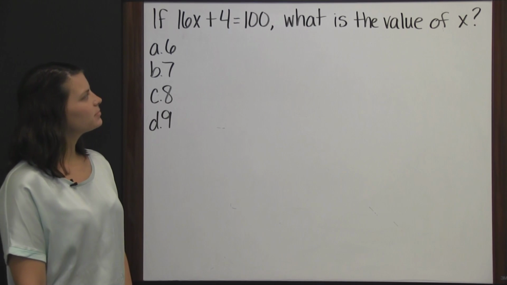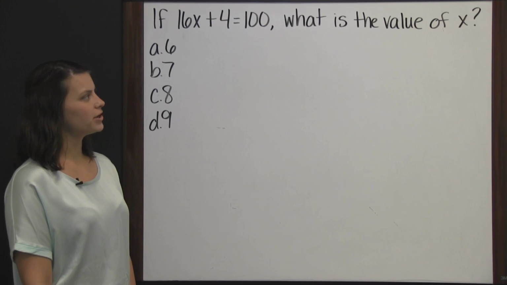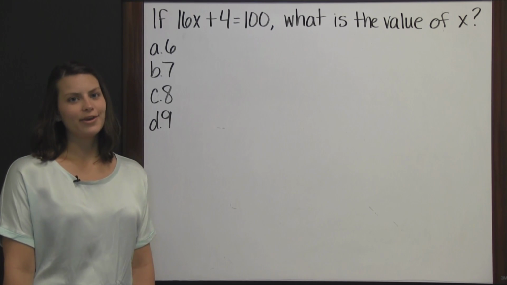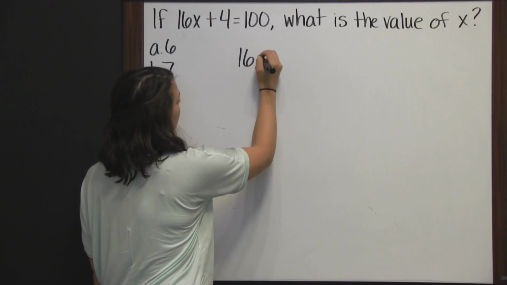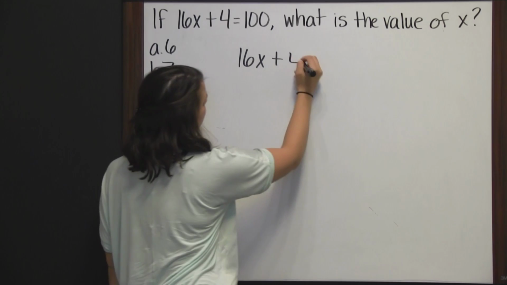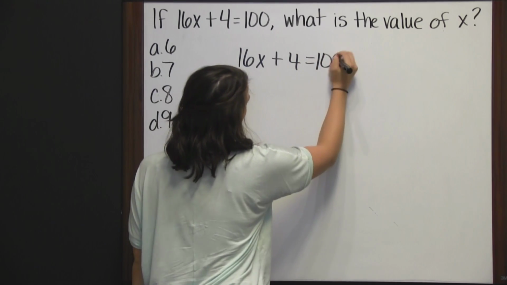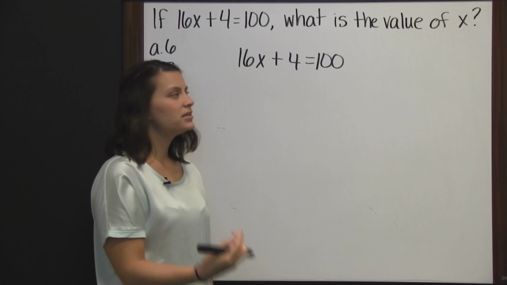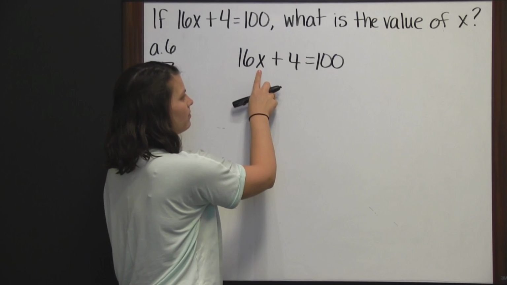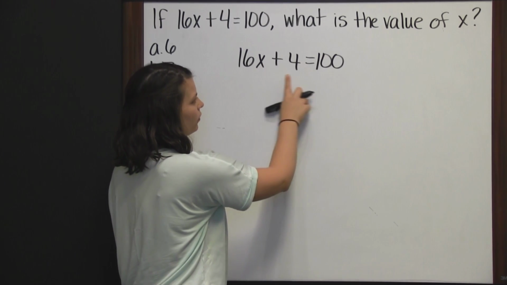If 16x plus 4 equals 100, what is the value of x? I'm going to start by writing this problem again. So our goal is to find out what x is. That means our goal is to find out what number would make this equation true.